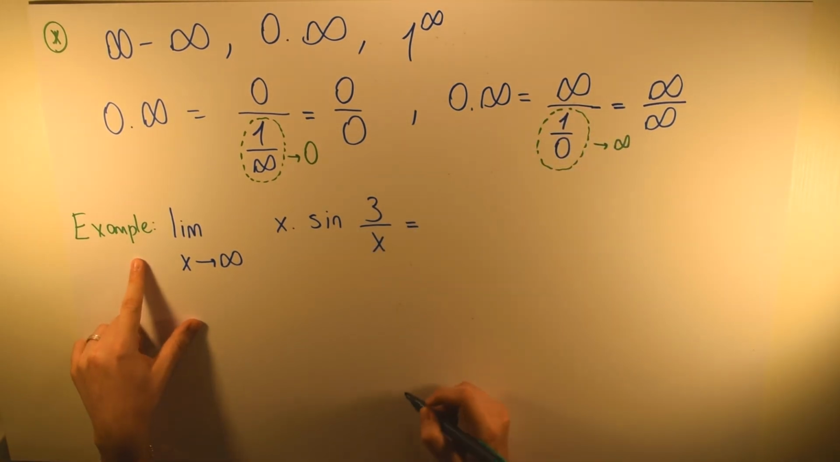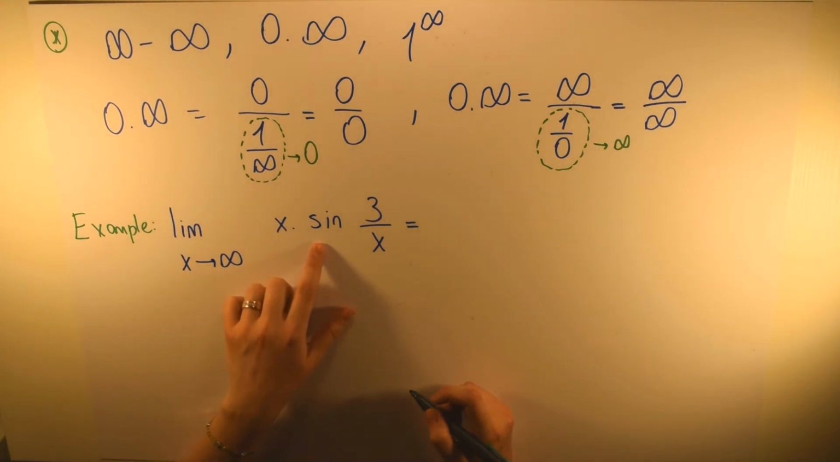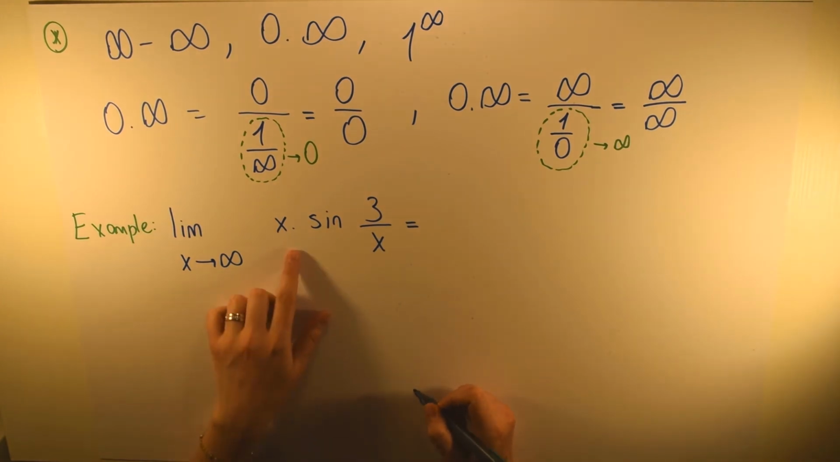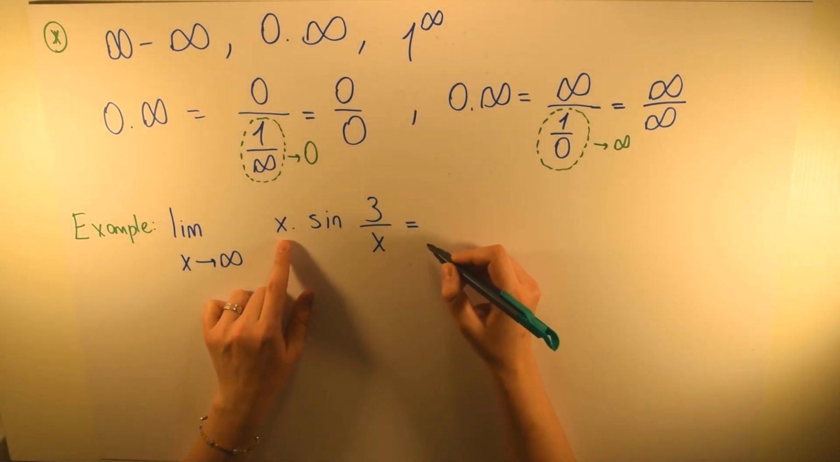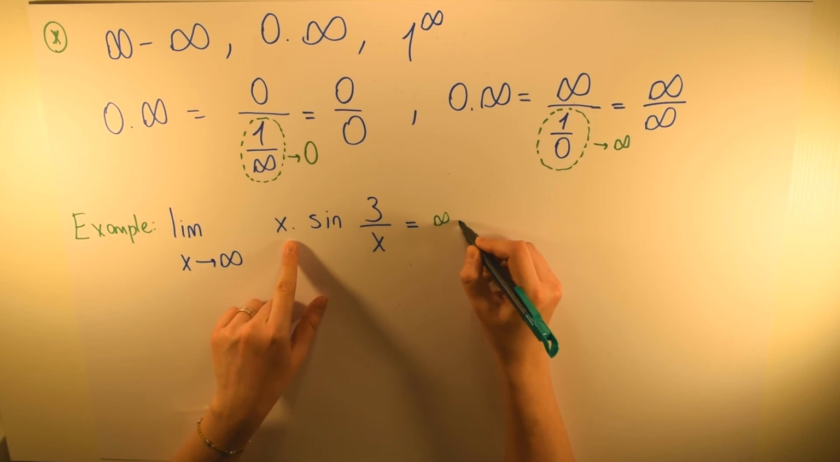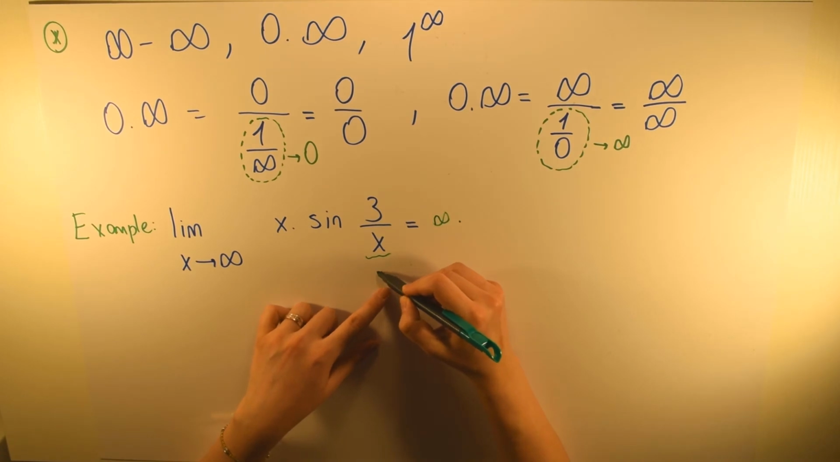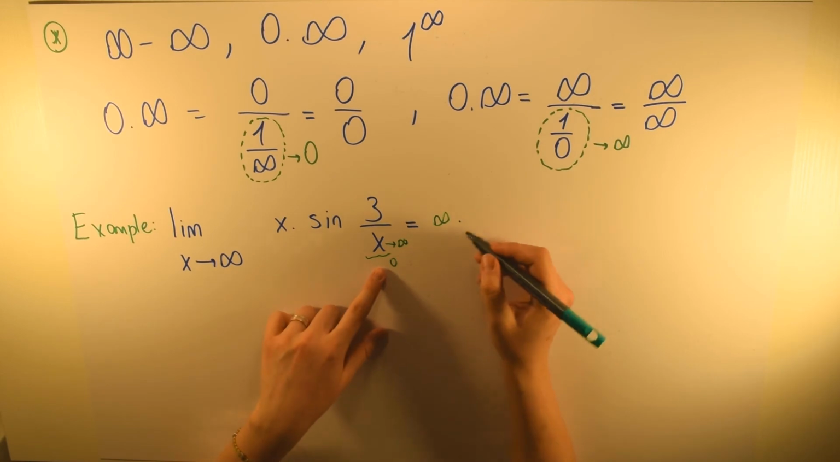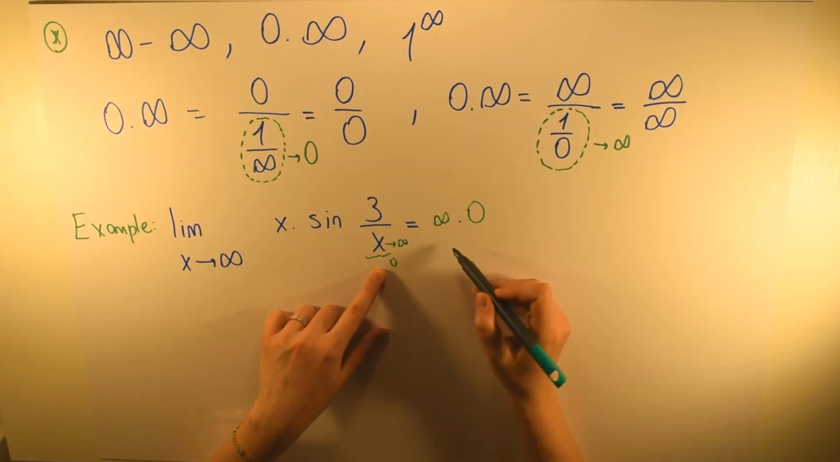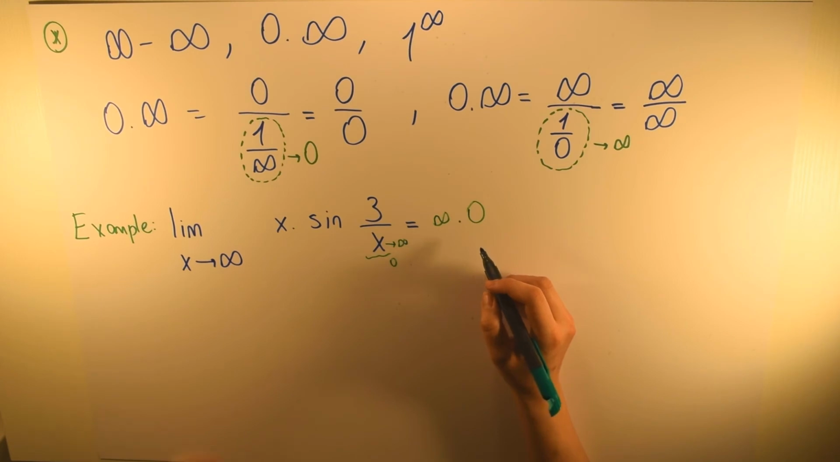So let's look at this example. Here we have limit as x approaches infinity of x times sine of 3 over x. When I put infinity instead of x, this is infinity times sine of 3 over infinity. This 3 over infinity is equal to 0, so sine 0 is equal to 0. As you can see, from here we get the infinity times 0 indeterminate form. So what can I do to find the value of this limit?